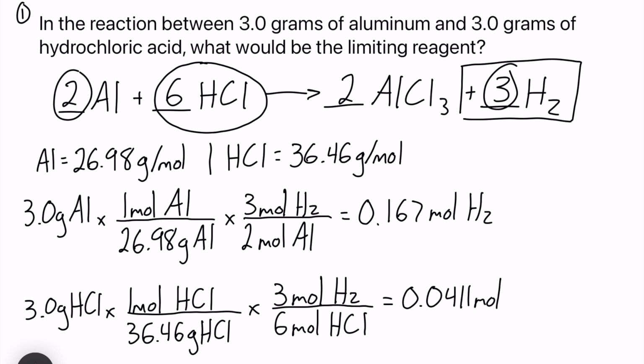0.0411 moles of H2. So because hydrochloric acid makes less hydrogen gas than aluminum, that is my limiting reagent. Hydrochloric acid limits this reaction. Okay. All right, let's move on to number 2.